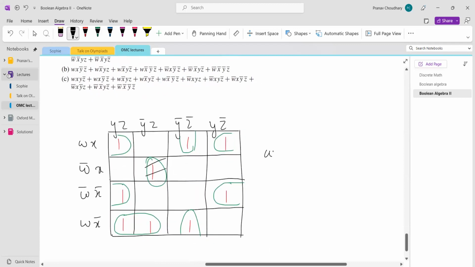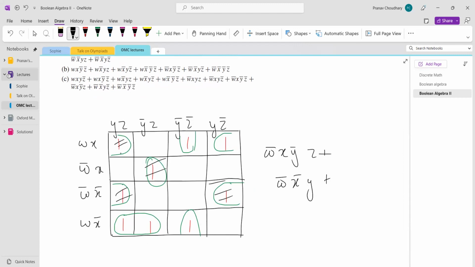So let's see how we can write this. You can write the single term as itself, w conjugate x, y conjugate z. These two terms will give you plus w conjugate x conjugate y. These two terms will give you wxy. These two terms would give you wy conjugate z conjugate, and these two would give you wx conjugate z. So I hope this is clear.